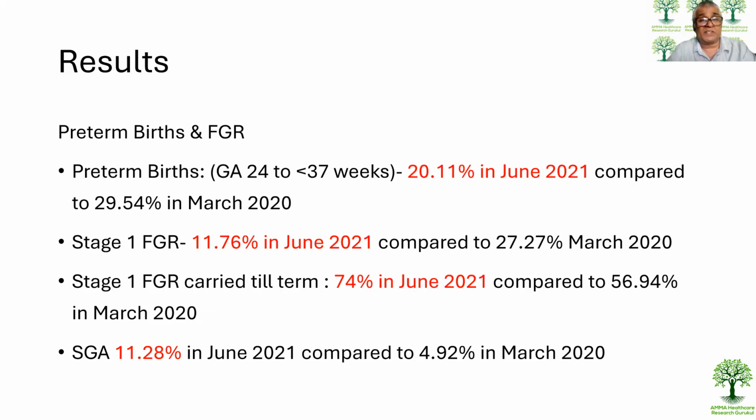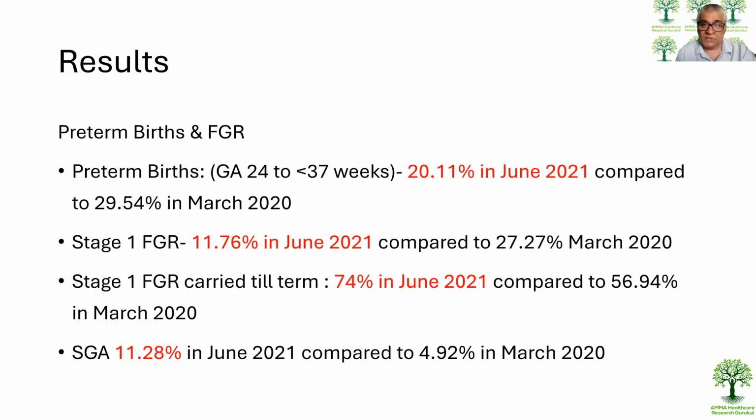In terms of preterm births and fetal growth restriction, we are seeing that preterm births have reduced to 20.11% in June 2021 compared to 29.54% in March 2020. So in March 2020, almost 1/3 of all childbirths were preterm. In June 2021, it's reduced to 1 in 5. So a significant drop in preterm births. And we can see now where that's coming from. We're seeing that stage 1 fetal growth restriction has dropped to 11.76% in June 2021 as compared to 27.27% in March 2020.